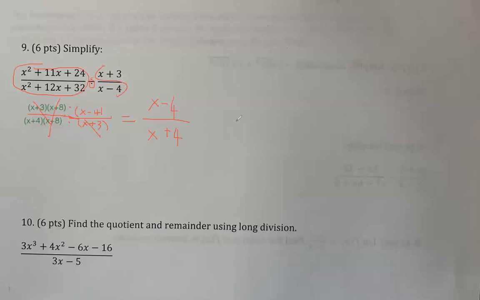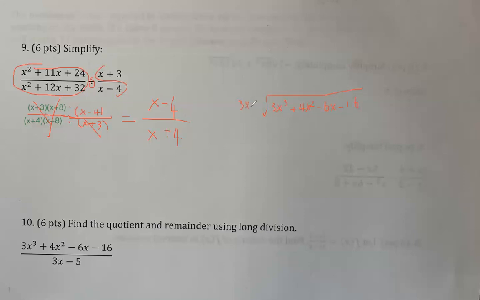For 10, let's do long division. So we have 3x cubed plus 4x squared minus 6x minus 16, then divided by 3x minus 5.